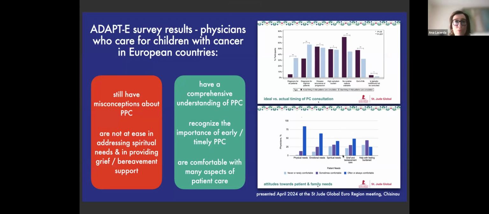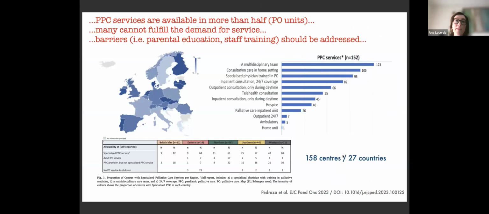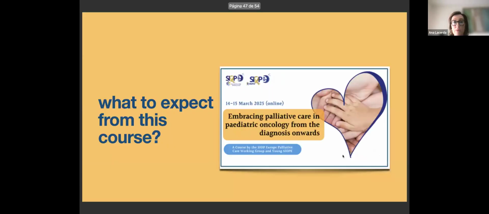So I do encourage you to explore this paper. And at the same time, another research group published this survey on palliative care services in pediatric oncology in Europe, and it goes along the same line. So there are services, about 80% of the pediatric oncology departments who answered the survey said that they do have palliative care availability, but as you can see, the demand is higher than the resources, and many barriers still remain.